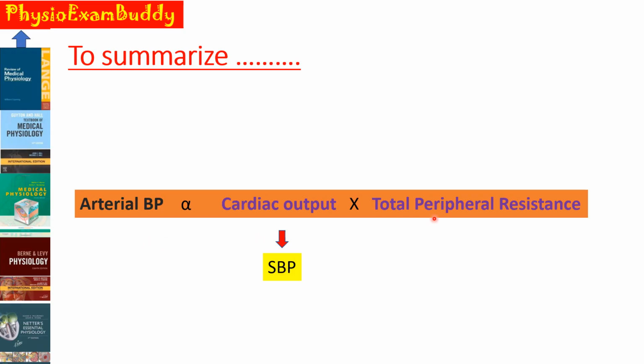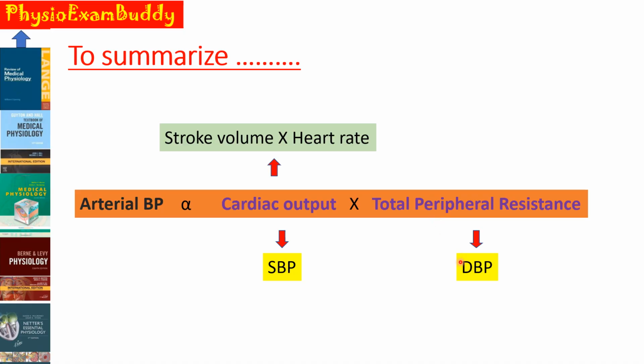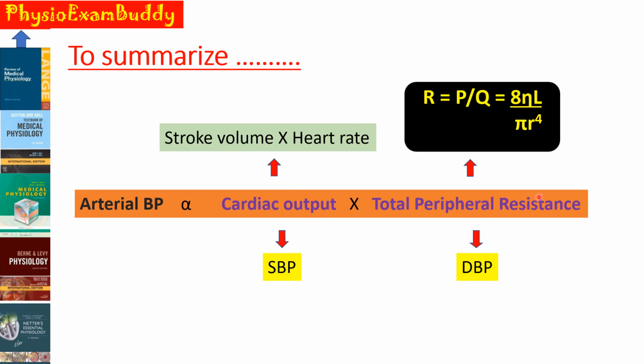So cardiac output is the main determinant of systolic BP, and total peripheral resistance is the main determinant of diastolic BP. So any factor which affects the cardiac output like stroke volume and heart rate will determine the systolic BP, and any factor which affects the viscosity as well as the radius of the arterioles will affect the total peripheral resistance and thereby the diastolic blood pressure.